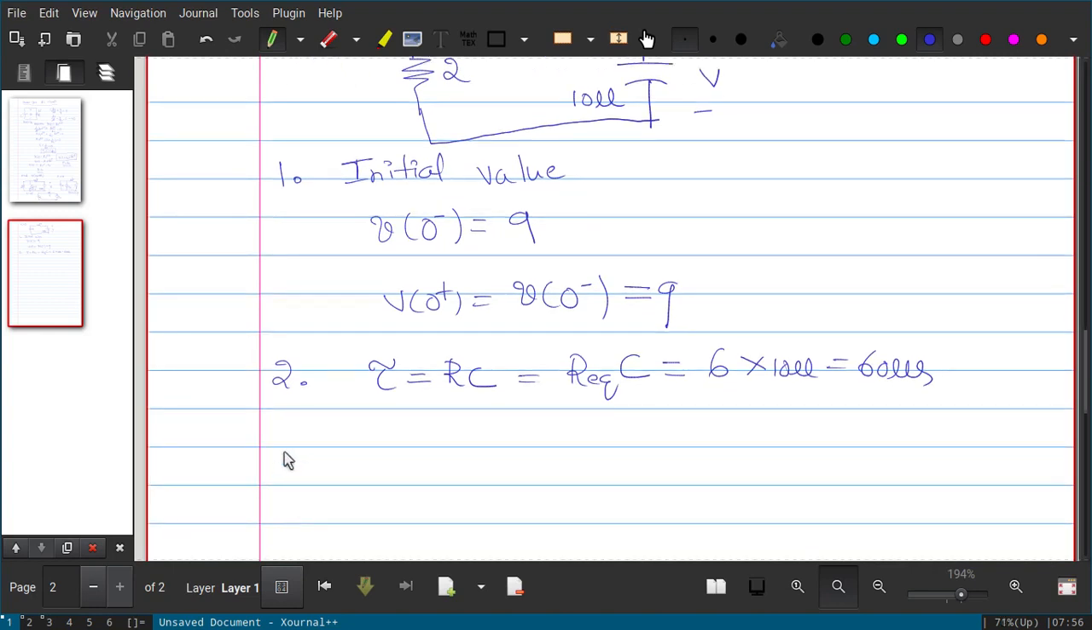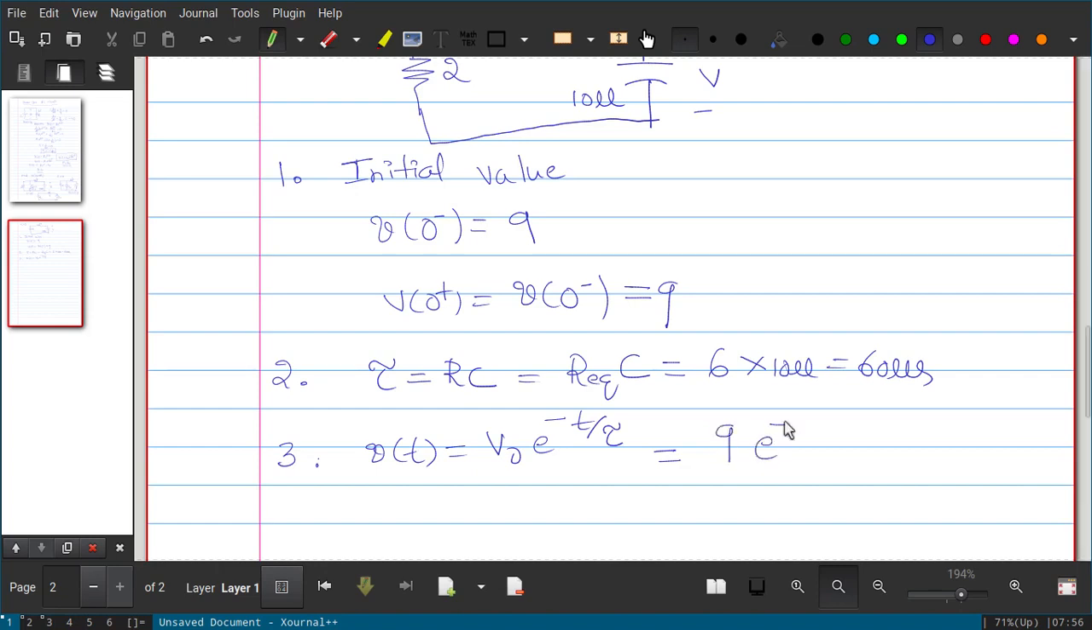Step 3 is the expression for V of t. V of t is V naught e power minus t by tau, or e power minus 1 by RC into t. V naught we already know, it is 9 volt, and tau also we know, that is 60 microsecond.